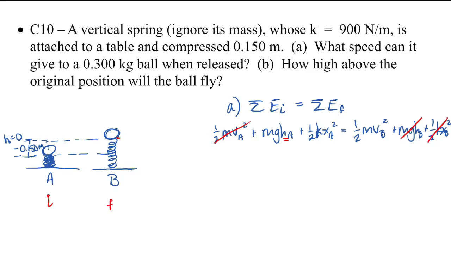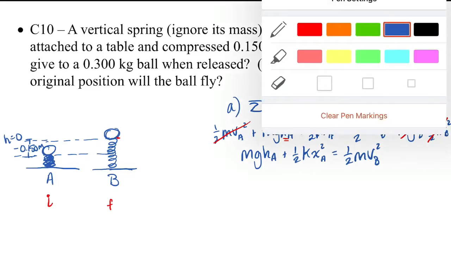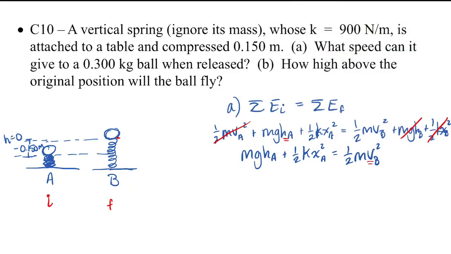So that's the whole point I'm trying to get across, that sure, the sum of all the initial energies equals the sum of all the final energies, but it usually comes down to a much nicer equation. So just don't let it intimidate you too much, because it does get much nicer, right? So then we have mgh at A plus 1/2 kx squared at A is equal to 1/2 mv squared at point B. And what are we looking for? We're looking for velocity at B.